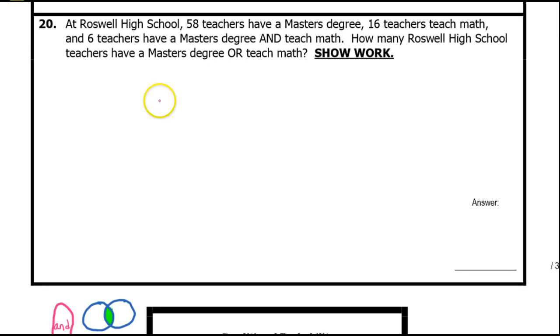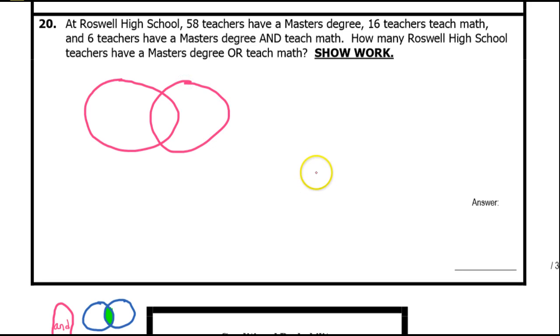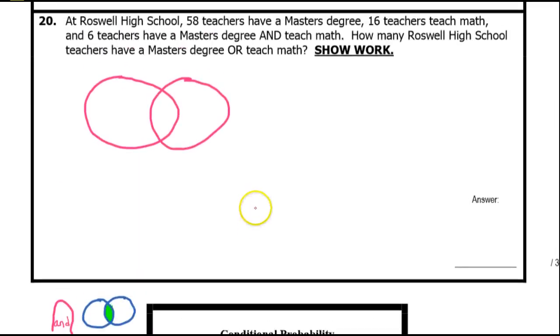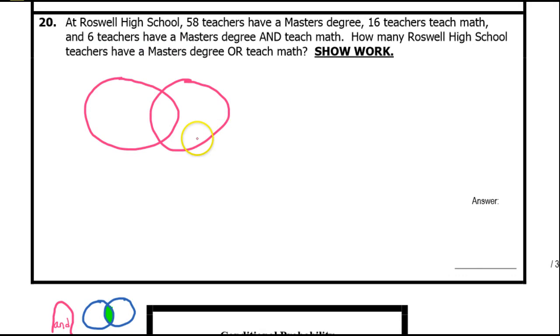So there are actually a couple different ways you could solve this problem. One way is to use a Venn diagram. So I'm going to show you that way first. We could also use a formula, but I think using a Venn diagram is actually the simplest way. So let's see what we have.